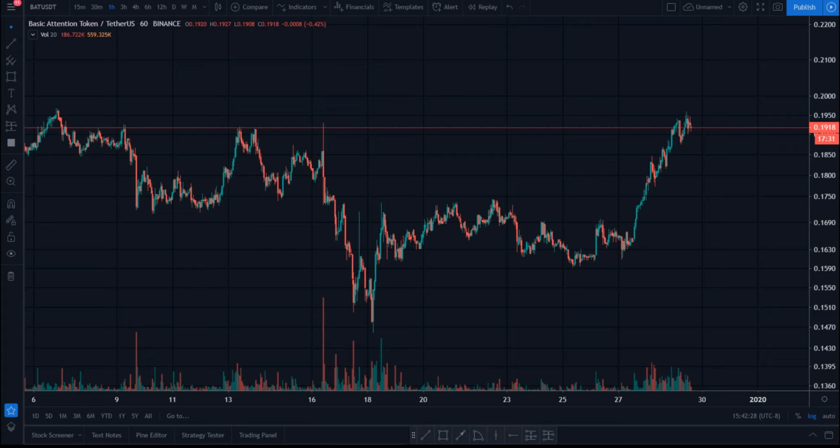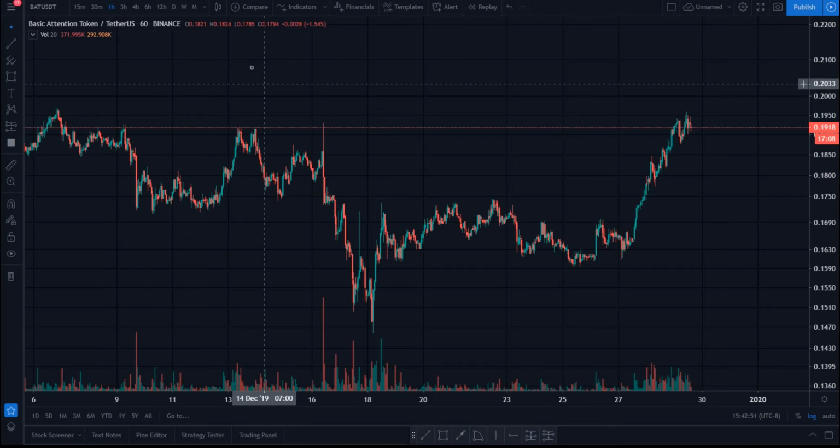So this is BATUSDT. You probably won't be able to short this unless you have a Binance account not in the US, but if you are able to have that option where you can short, that's great. If not, you might have to look elsewhere for some trading opportunities.